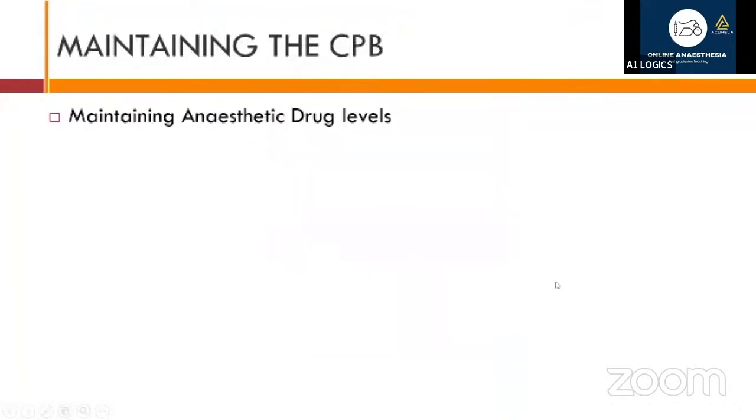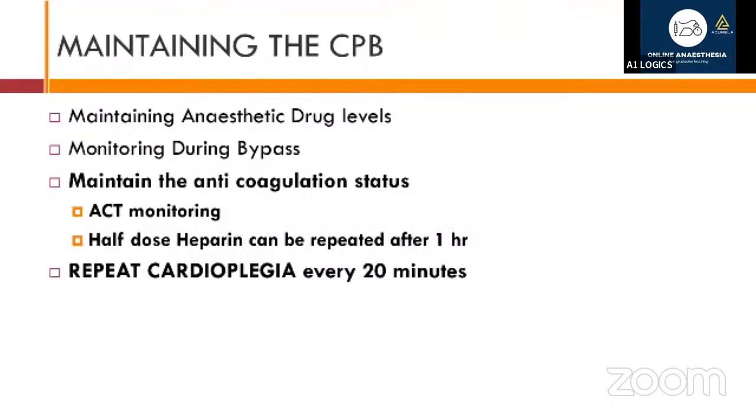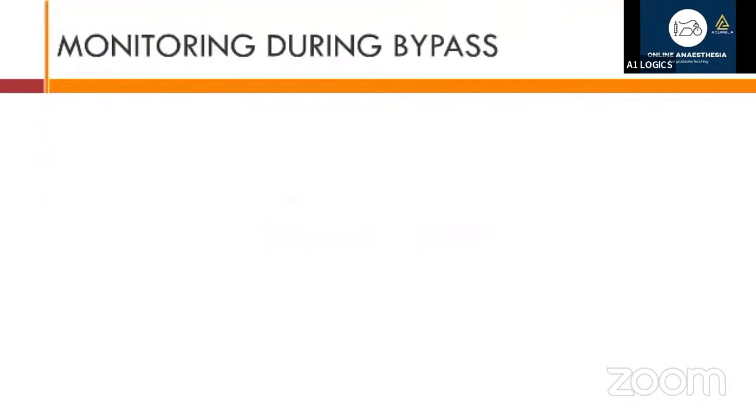So how to maintain the CPB? During the CPB, you can't relax. You have to maintain the anesthetic levels. More importantly, you have to do proper monitoring during the bypass and maintain the anticoagulation status. The perfusionist will take care of the heart. He will give cardioplegia every 20 minutes.